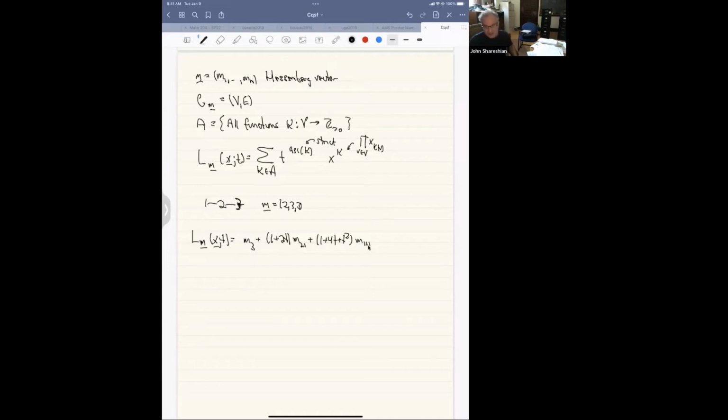Here, I'm using all the colors 1, 2, 3. That's a proper coloring, and this is the same answer we had before. We are counting ascents in a permutation, and we get the Eulerian polynomial. And in fact, this is S3 plus 2t S21 plus t squared S111.